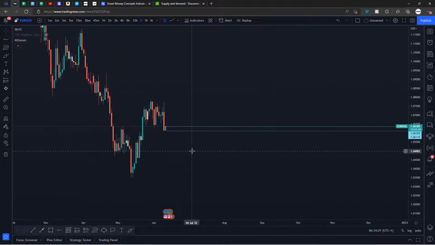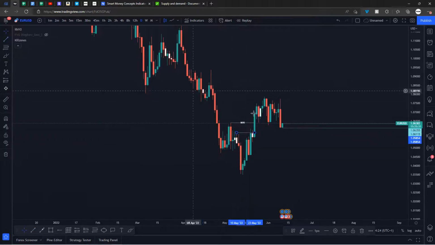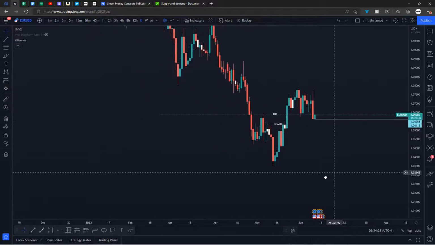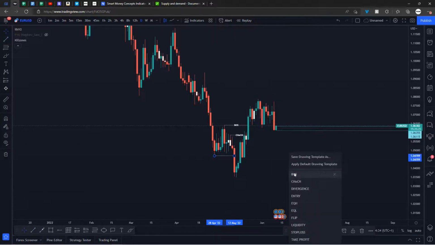So, what can we see on the daily time frame? Well, of course, we have the daily break of structure over here. We also have the daily change of character just below that. And then we also have a break of structure to the downside. So we've kind of broken out either way.